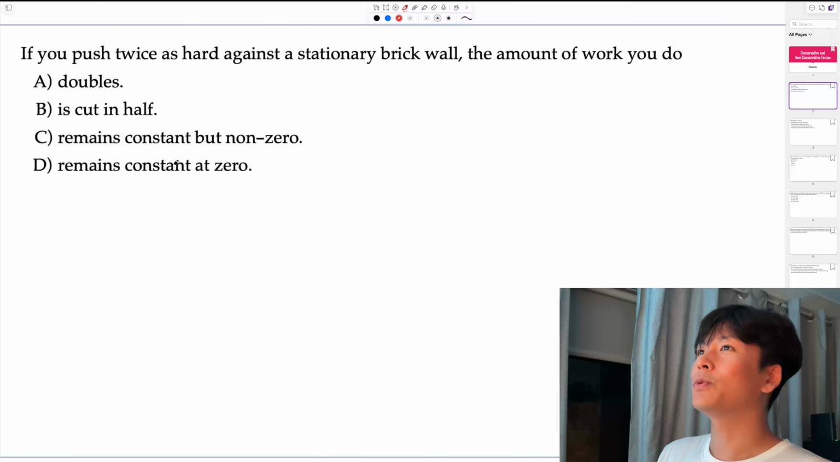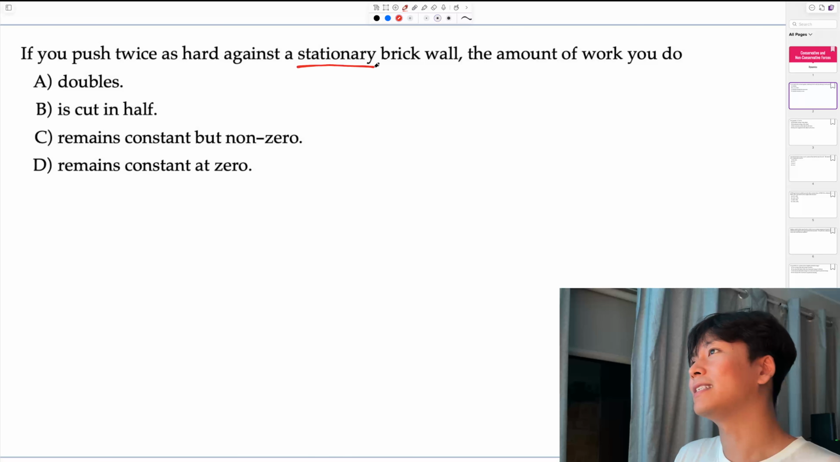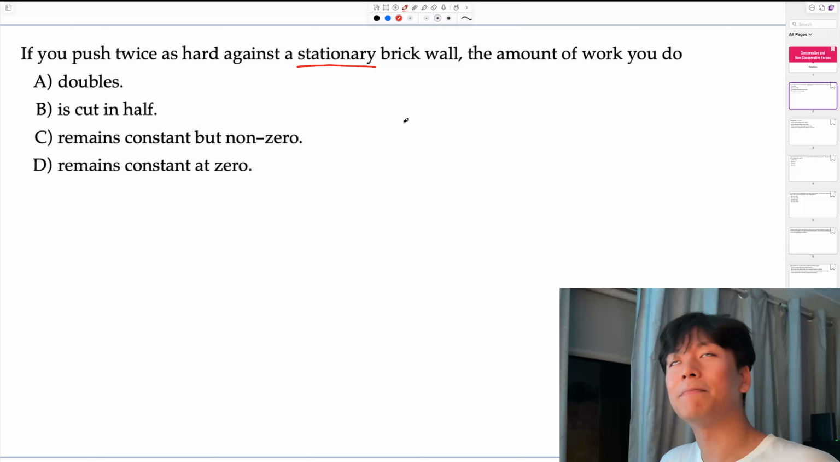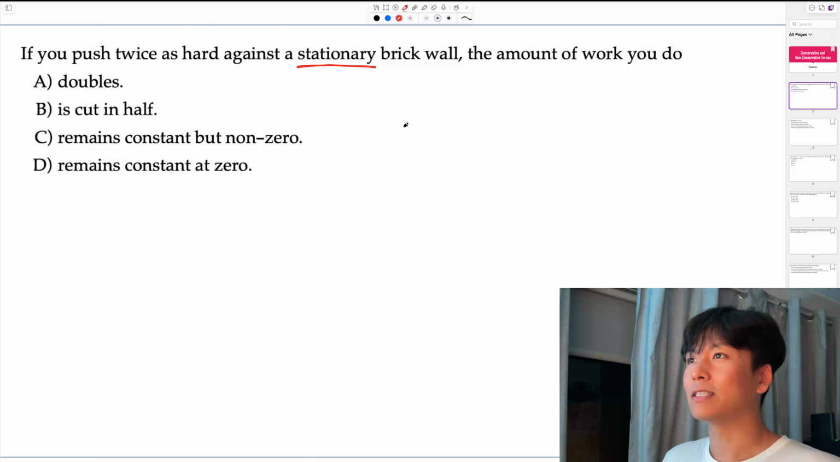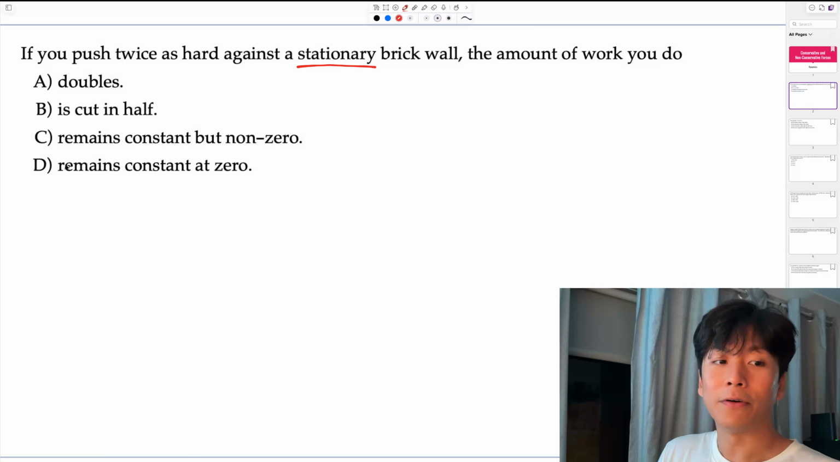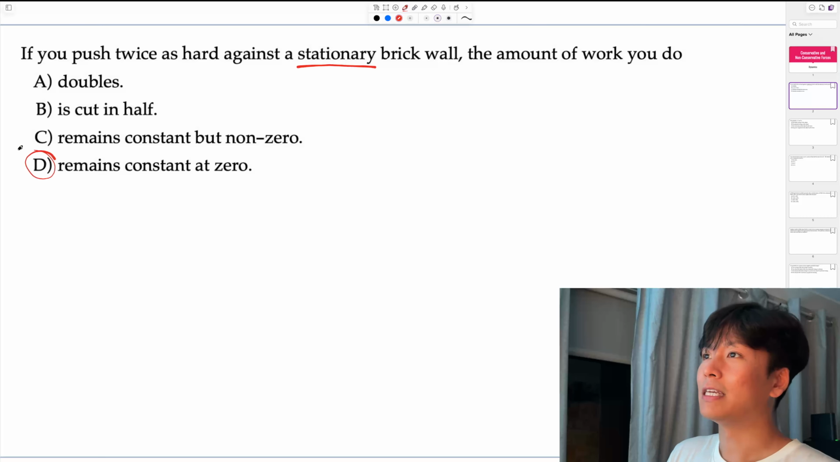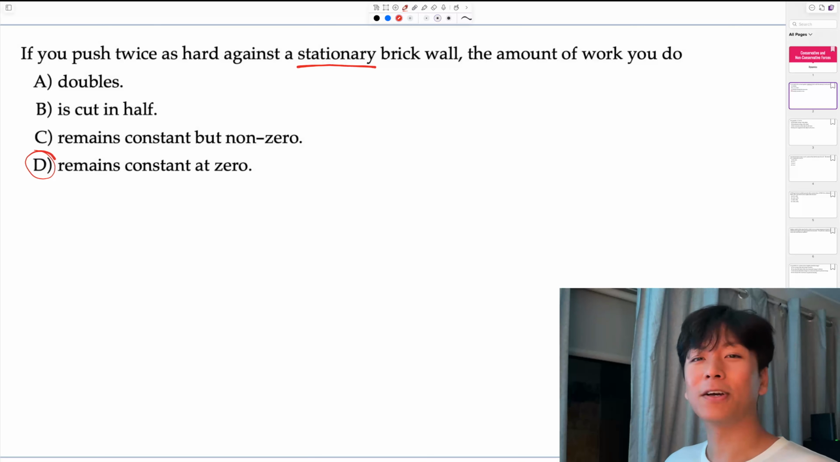Okay. So first one, if you push twice as hard against a stationary brick wall, the amount of work you do is what? Well, the key idea here is it's stationary. If it's stationary, then that means that the displacement is going to be zero. And so therefore, the amount of work you do is going to remain at a constant zero.